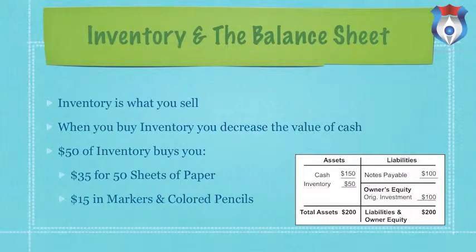So whenever you purchase $50 of inventory, you're going to get, for your caricature drawing business, 50 sheets of paper, which cost a total of $35, and then you're going to get $15 worth of markers and colored pencils. And this inventory is going to allow you to create exactly 50 caricatures in my sample business.